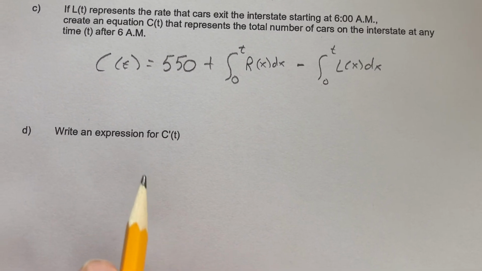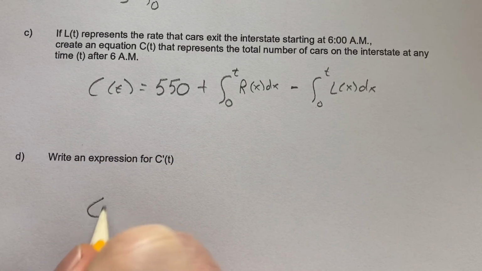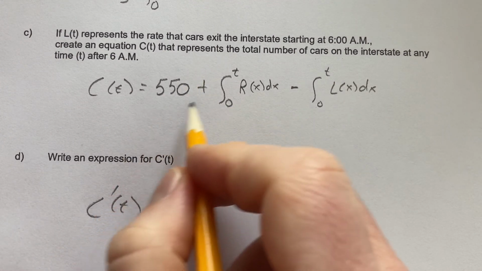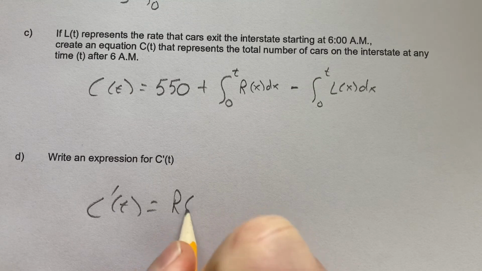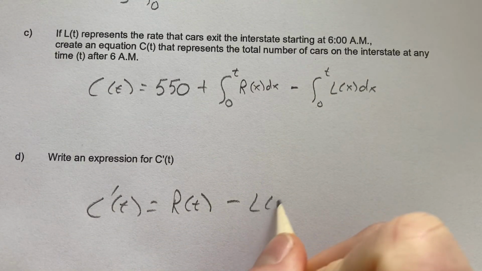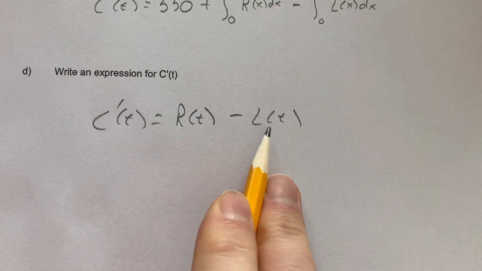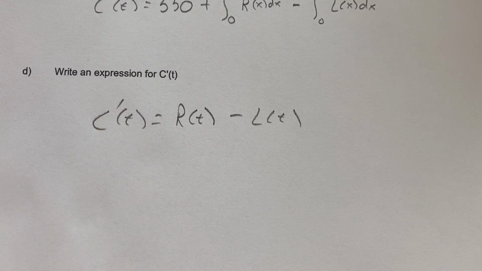Now, we want to write an expression for C prime. Well, we have our formula here for C of t. So C prime would be the derivative of 550, which is 0. Then the derivative of the integral is just r of t, minus the derivative of this would just be L of t. And that makes sense. The rate that they enter minus the rate they leave would be the change in how many cars are on the interstate at that time.